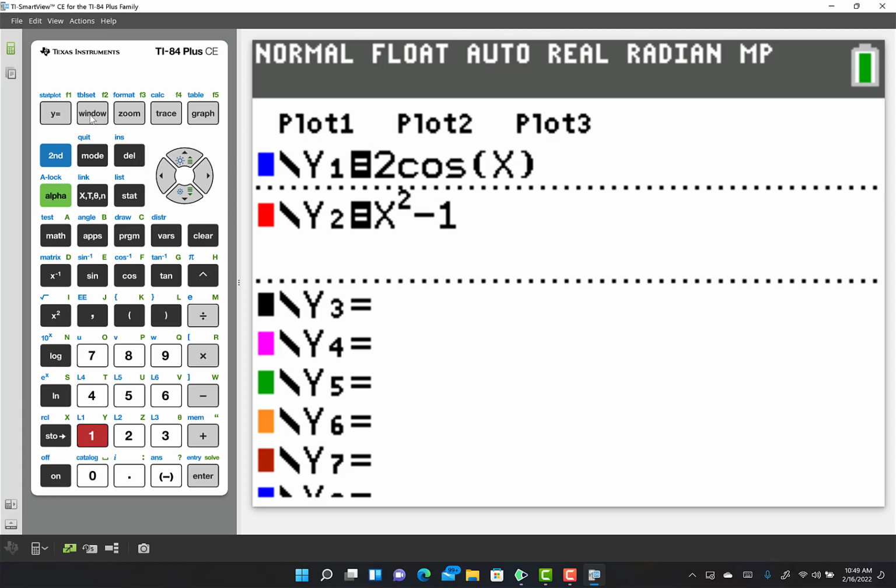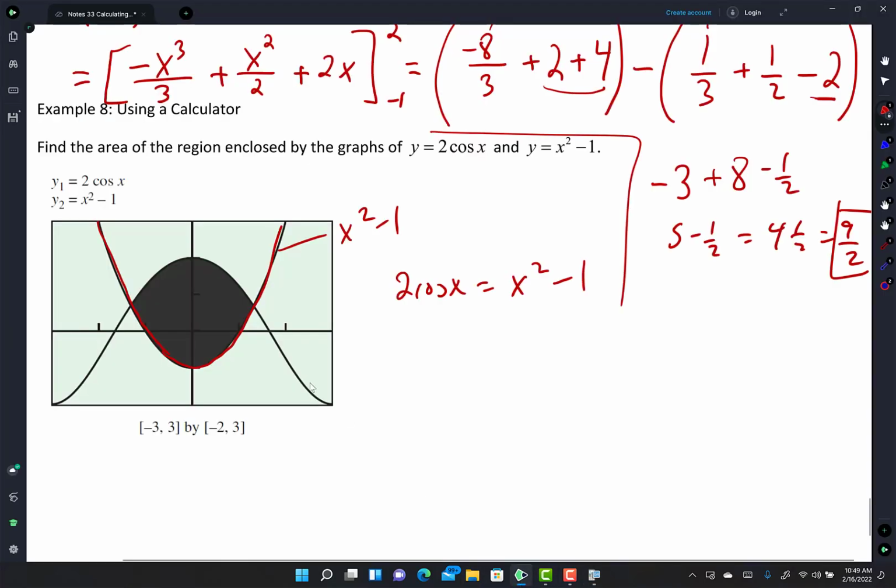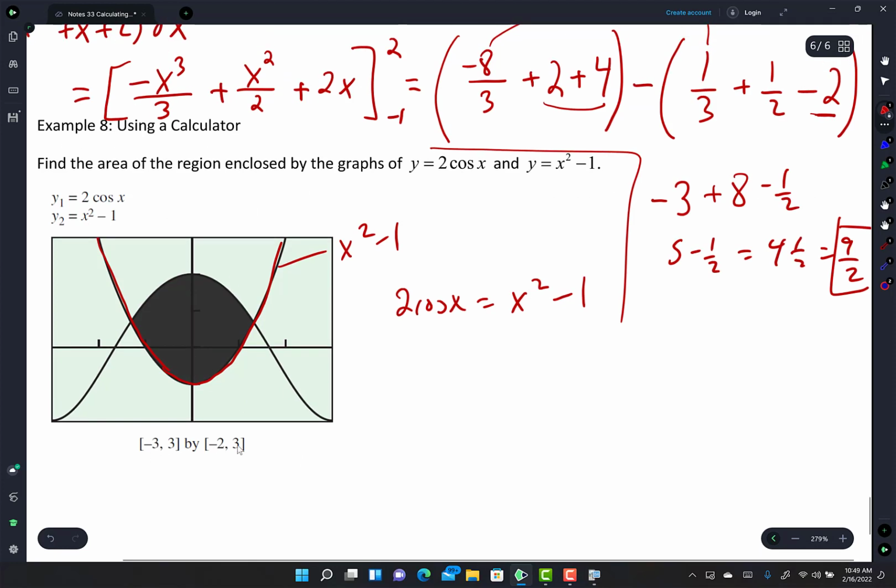And then I'm going to click on, you know what? I want to use the exact window they use. -3 to 3 and -2. These are x values here, and these are y values. So you guys tell me those.